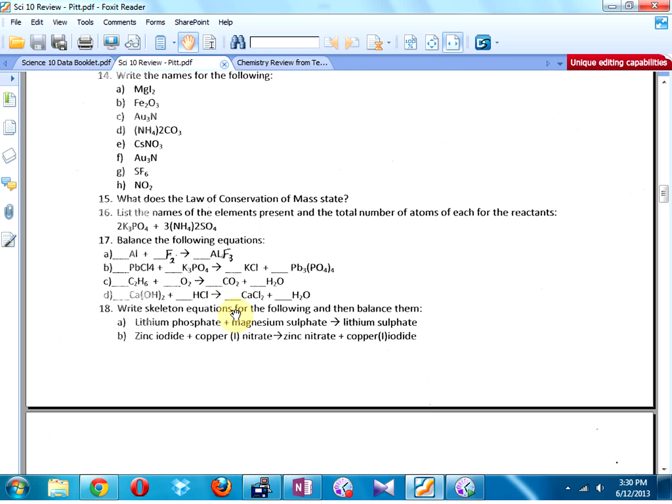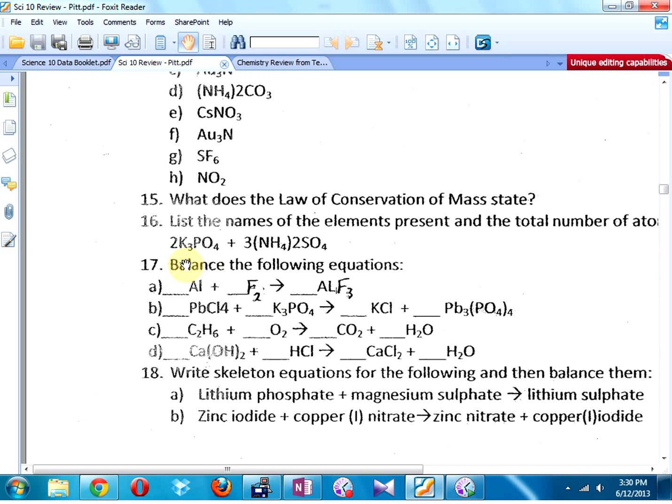Number 16, list the names of the elements present and the total number of atoms for each of the reactants. What's the K? Potassium. How many potassiums are there? 6. Okay. What's this? Now, I could treat that as a separate phosphorus, oxygen. No, actually, that's a polyatomic ion. What is PO4? Phosphate. How many? 2. Yes, you're right, 2. I'm sorry, we don't need brackets. The brackets are implied. My bad. 2.